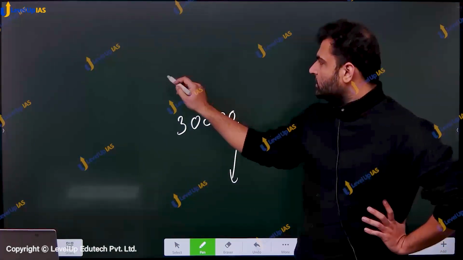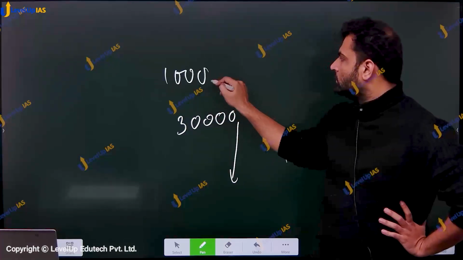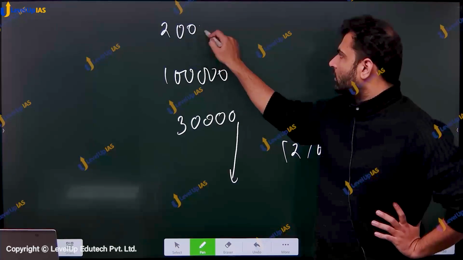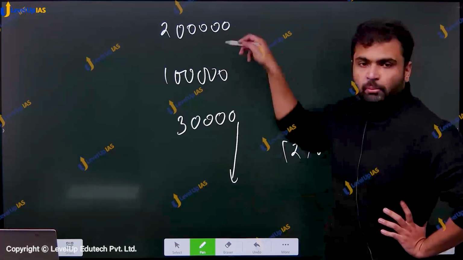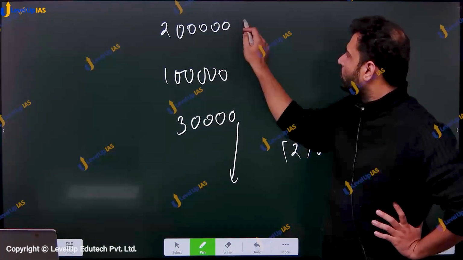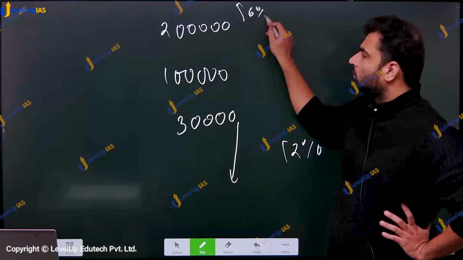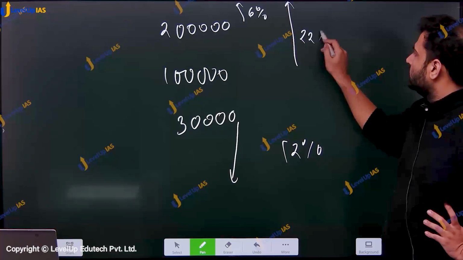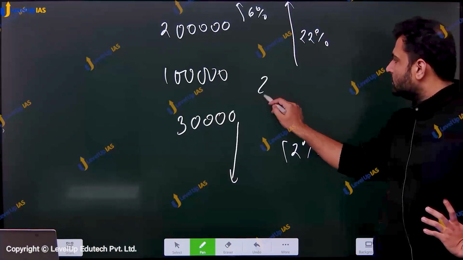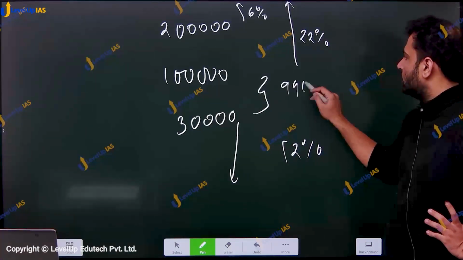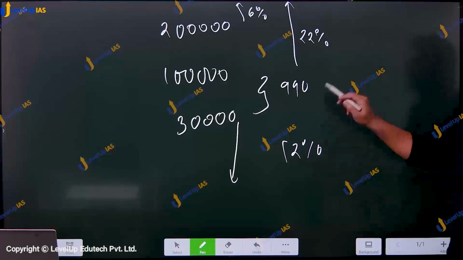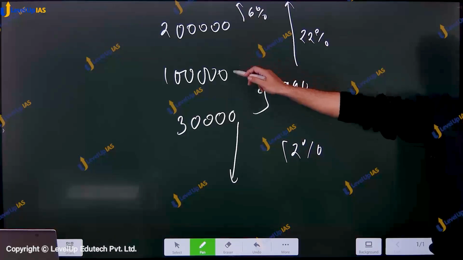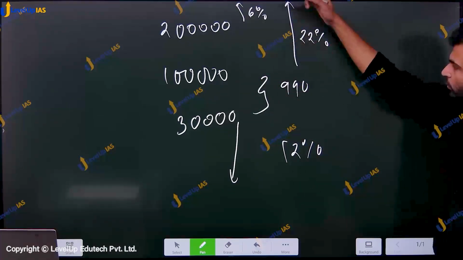Then there is next range 30,000 to 1 lakh, and then there is next range 1 lakh to 2 lakh, and final range is above 2 lakh. Above 2 lakh is 6%, and above 1 lakh is 22%, and in between this they have given you 990 people. Note that above 1 lakh people include above 2 lakh people, right?